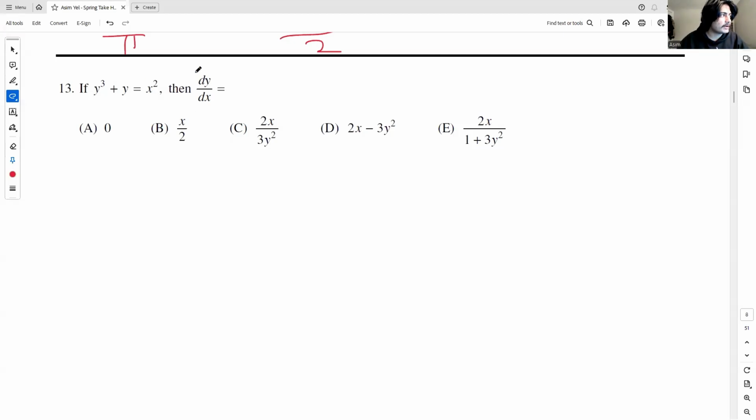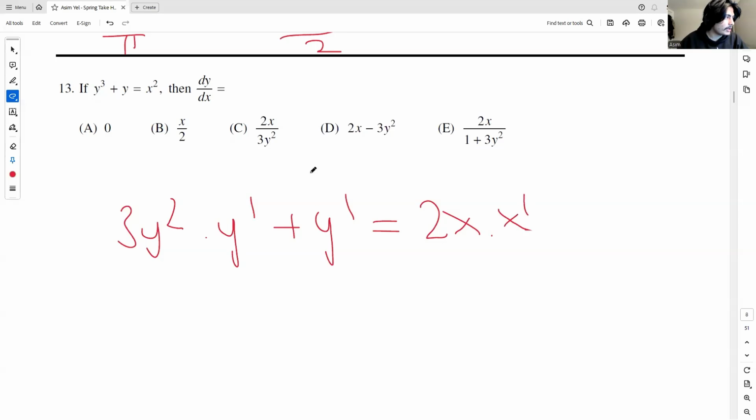So this is a differential equation question. Now you're asked to find dy over dx. We're just going to treat these as simple variables, like you're going to use implicit differentiation, if you may. So let's just differentiate this. 3y squared times y prime plus y prime equals 2x times x prime. And I want y prime over x prime. So let's just do that.